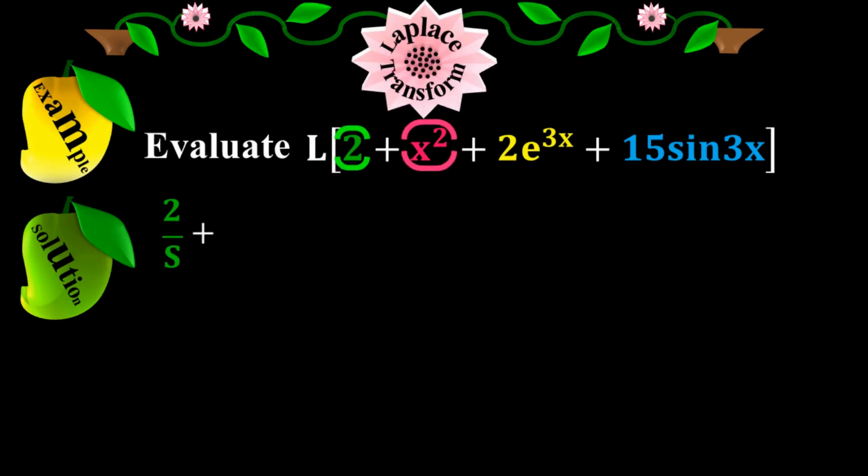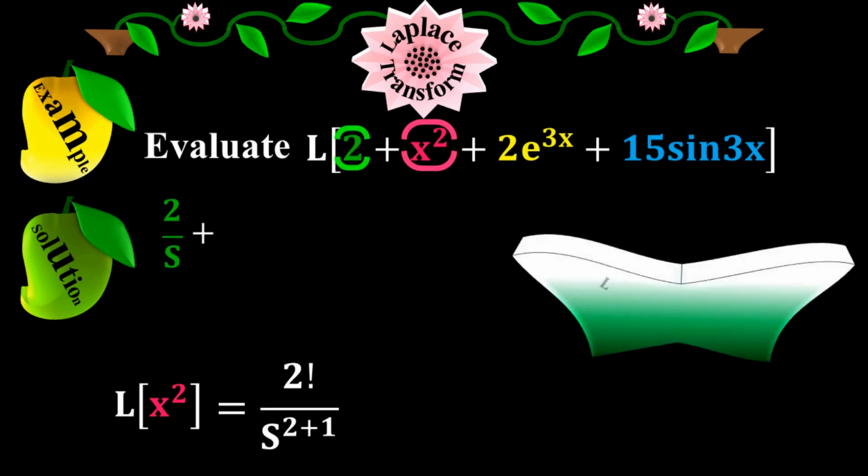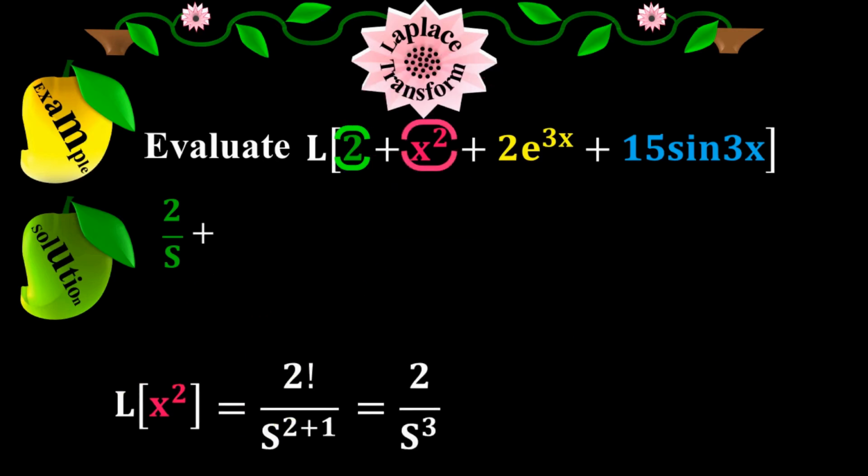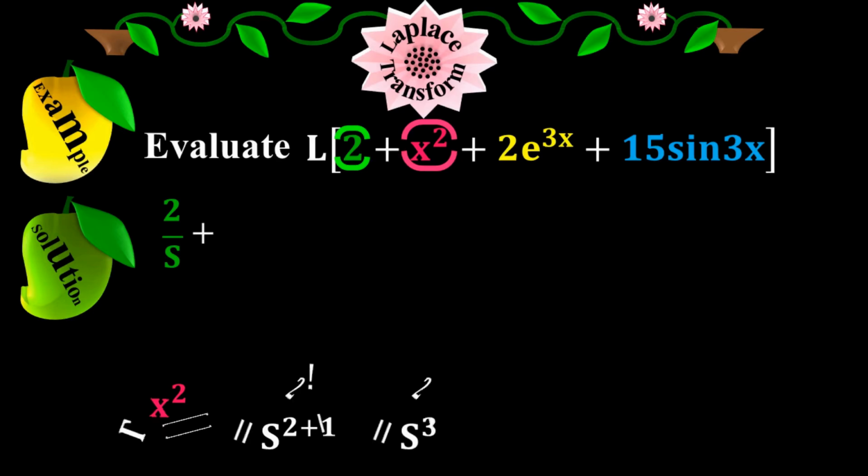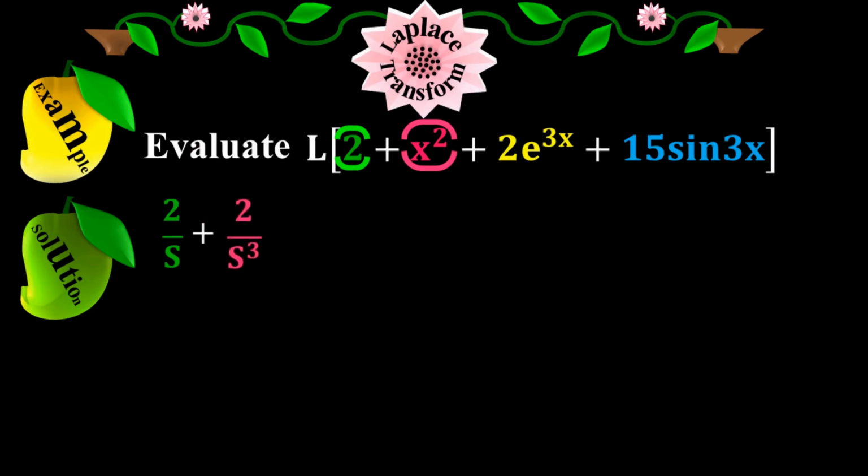Now I will take x squared, where Laplace of x squared equals 2 factorial over s to the 2 plus 1. I apply the first elementary condition here, which is Laplace of t to the n equals n factorial over s to the n plus 1. Whether you take t to the n or x to the n, this is one thing. The value of n is 2 here, which equals 2 over s cubed. So the Laplace of x squared is 2 over s cubed. Just put it here, 2 over s cubed.